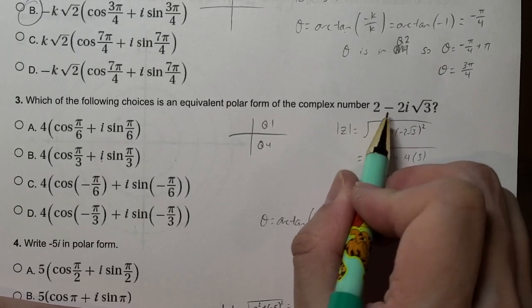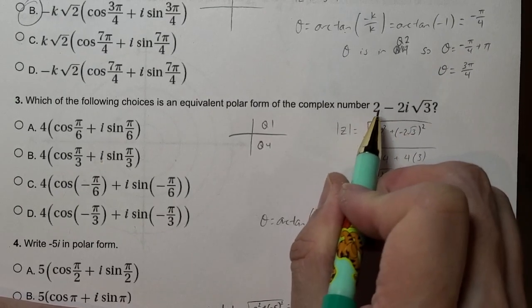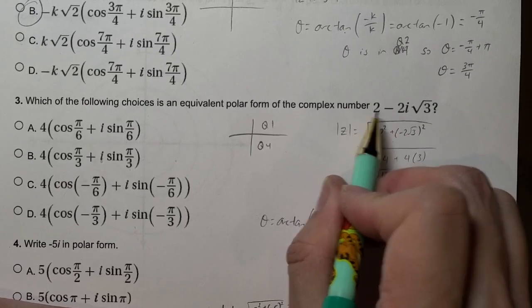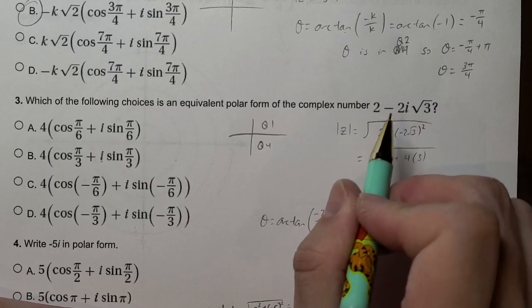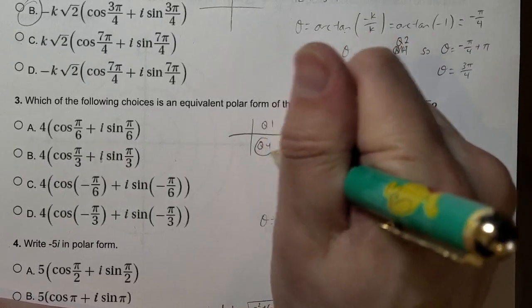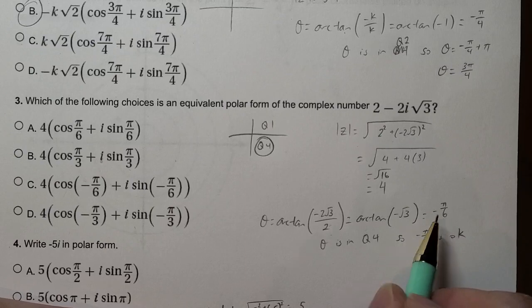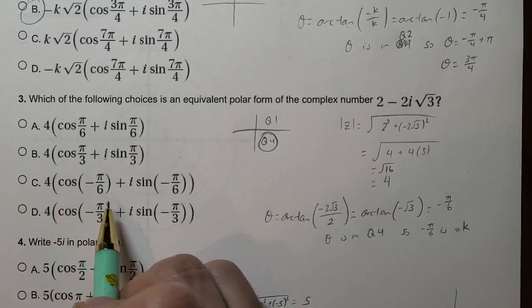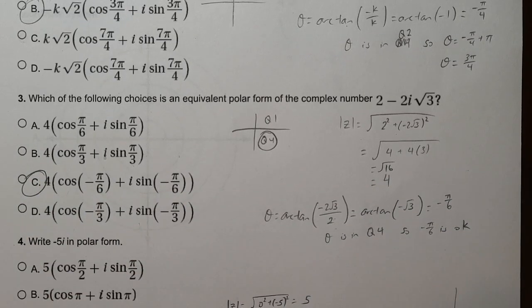Now, what quadrant is our original number in? X is positive, y is negative. The real component is positive, or the x. The imaginary component is negative, or the y component. So it's in quadrant 4. This is also in quadrant 4, so we're okay. We can directly use it. So the answer looks like it is C.